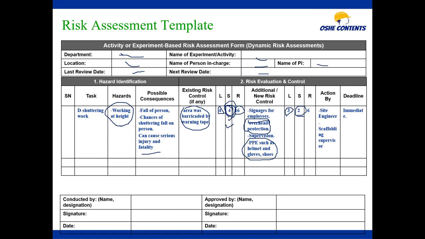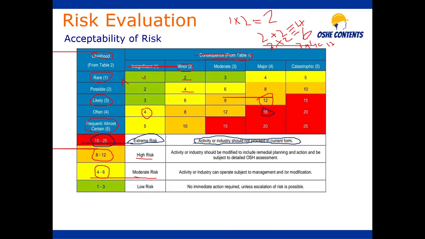So there's still a chance of 3, but the severity rating has now come down and becomes 2. So what is the risk level? The risk level will now be 6. Okay, what does the 6 mean here? Let's go up. It is 6, so 6 is minor. What do we need to take? Moderate: activities or industry can operate subject to management or modification.